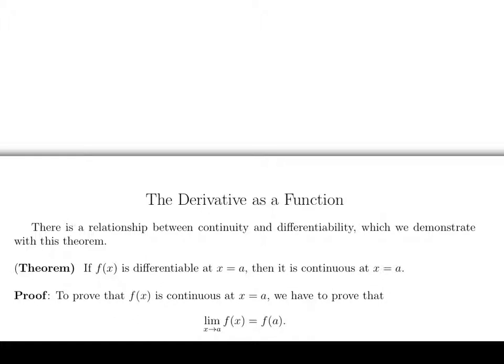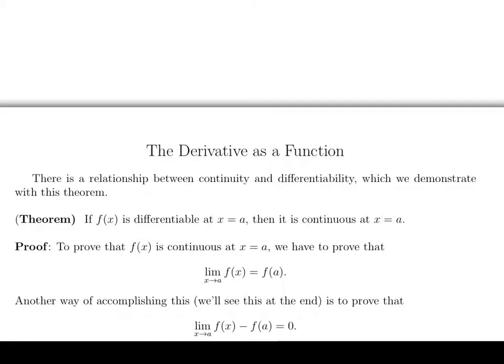So let's keep in mind what it means for a function to be continuous. In order to be continuous at a point, it means that if you take the limit of that function at that point, then you can just plug in the value of the function at that point. That's what it means to be continuous. You should go back and look at the definition of continuity. Another way of accomplishing this, and we'll see this at the end, is to prove that the limit as x approaches a of f of x minus f of a equals 0. We'll be able to see at the end why this is true.